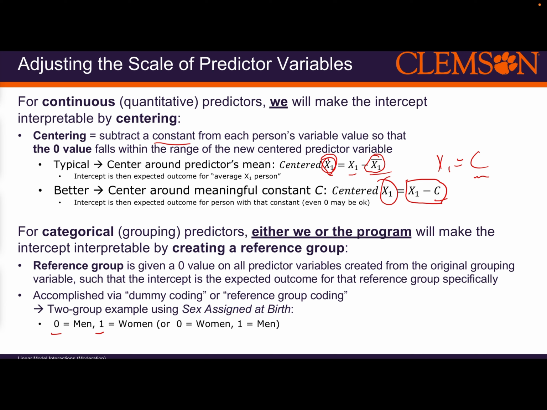So if we had men and women, sex assigned at birth, male, female, I really should say, this value 0 would represent the reference. And so whatever our outcome would represent the average score for someone who's in the 0 group. In the case of 0 being men, that would be the score for men. And if you chose to put women equal to 0, then that would be the score for women.